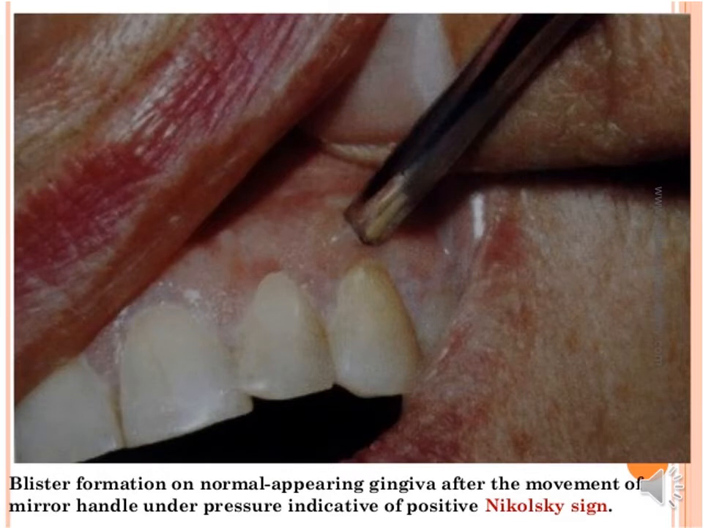This figure shows blister formation on normal-appearing gingiva after movement of the mirror handle under pressure, an indicator of positive Nikolsky sign. In fact, if we move the mirror on the mucosa, blistering will occur, and this is the Nikolsky sign.